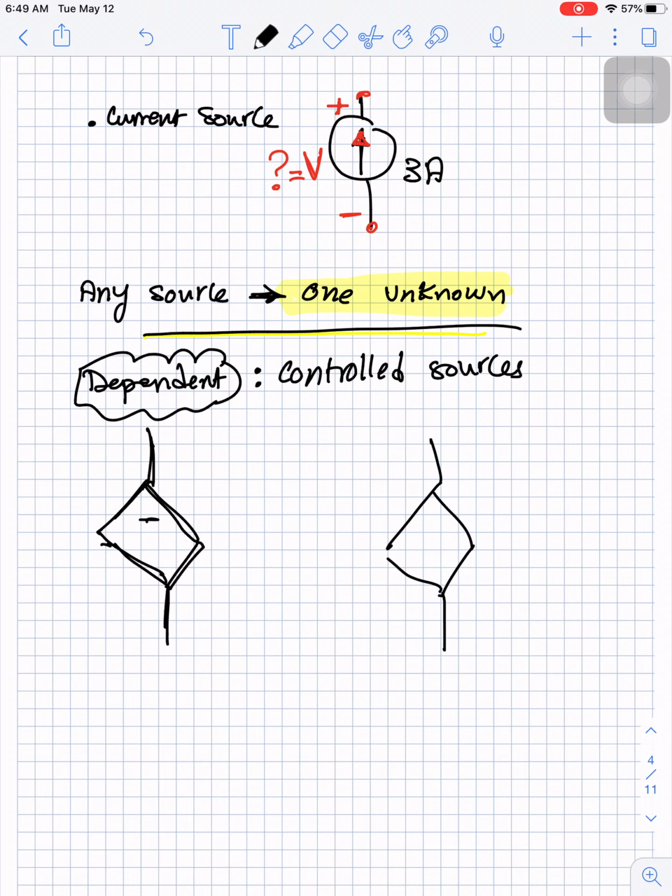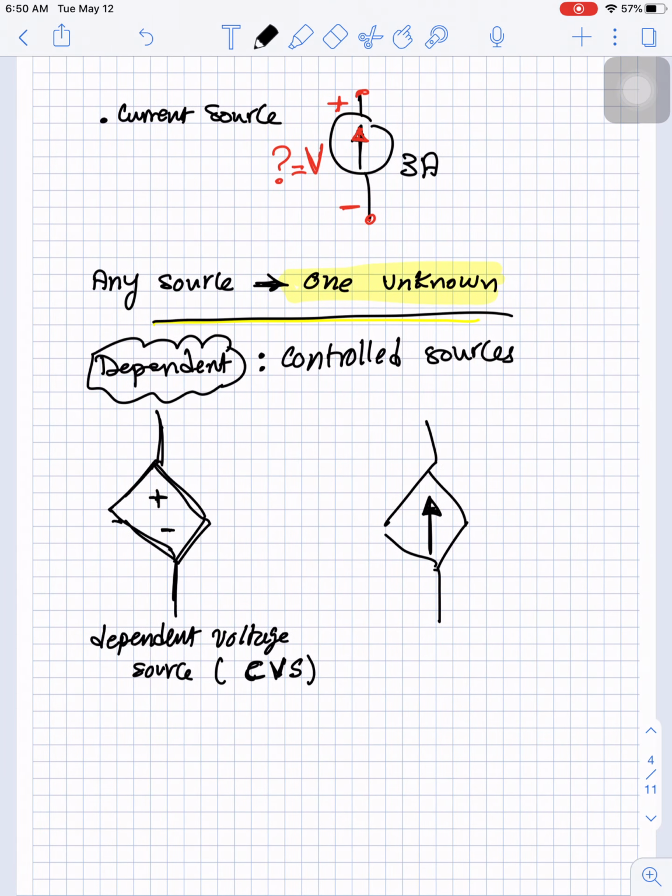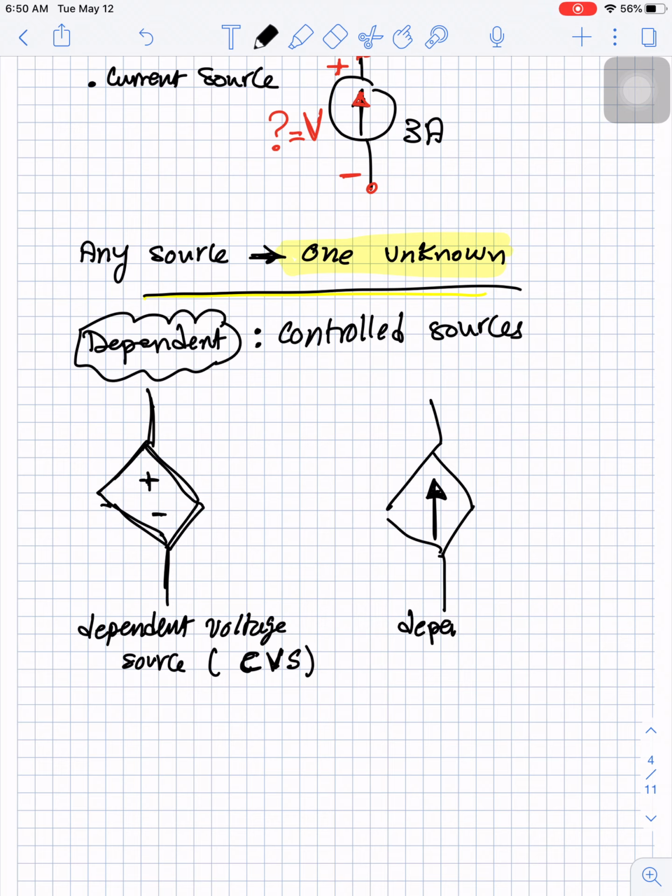If it is a voltage source, you will see a positive and negative polarity for the voltage. If it is a current source, you will see an arrow indicating where the current is going. So the source here is a dependent voltage source, or we call it controlled voltage source. This symbol here indicates that we have a dependent current source, or we call it controlled current source, CCCS.